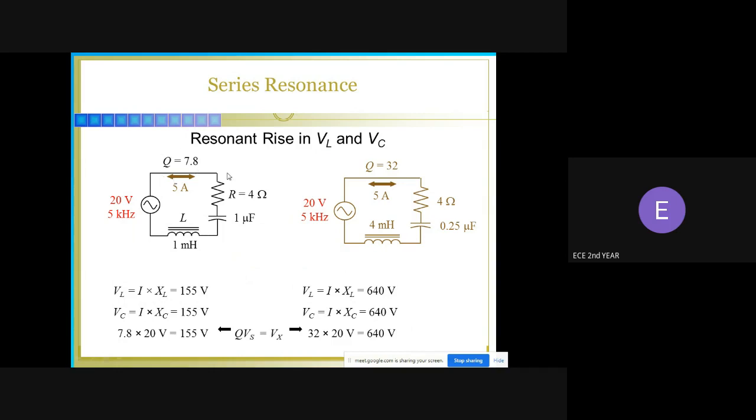See here, Q, the quality factor, is equal to 7.8. So 7.8 into 20 gives 155 volt. So Q into Vs, quality factor into source voltage, gives the same value, 155. Q we call the quality factor. In another case the quality factor is 32. So VL equals I into XL, which is 640 volt, and I into XC gives the same value, 640 volt. Then 32 into 20 volt gives 640 volt. This is the quality factor, Q, in resonance circuits.